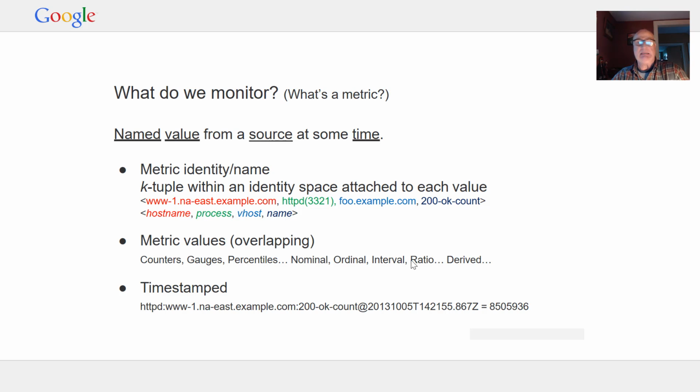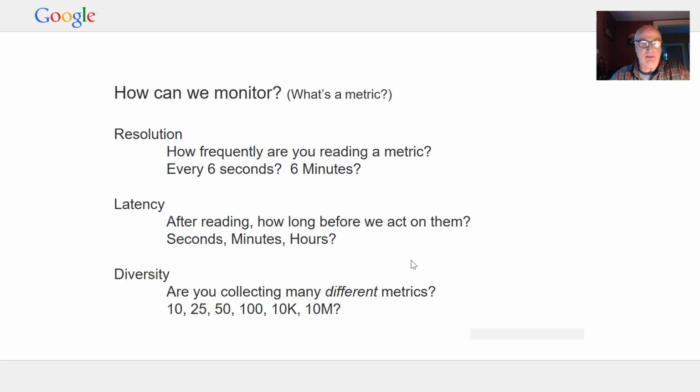What would they mean? Nothing. Nothing to a human. So how can we monitor? This is another question that comes up: resolution, latency, and diversity. Resolution: how frequently are you reading a metric? Every 6 seconds, every 6 minutes, every month. It just depends on what the metric is.